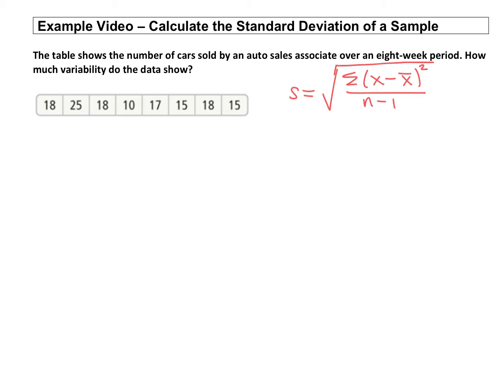First thing we want to find is the mean. So the mean, remember, is that x with a bar over it. We find that by adding up all the values. If you take 18 plus 25 plus 18 and add those all together, you're going to get 136. We divide that by the number of terms that we have, and we have 8 of those. So our mean is 17. So first step is find the mean. Done.